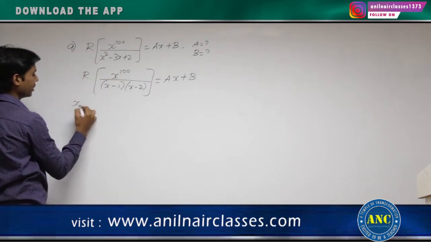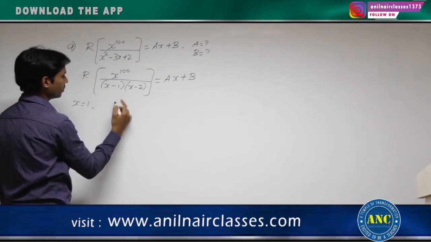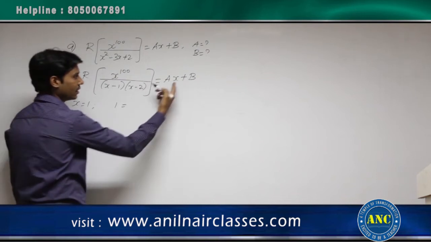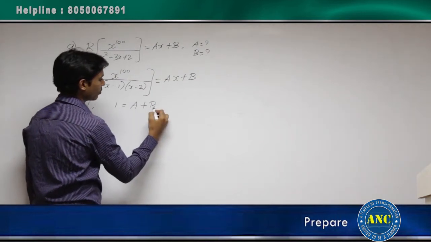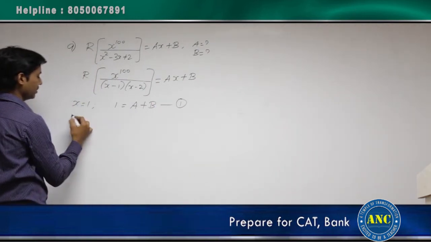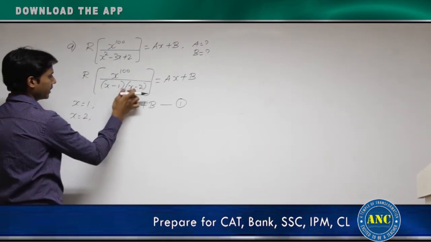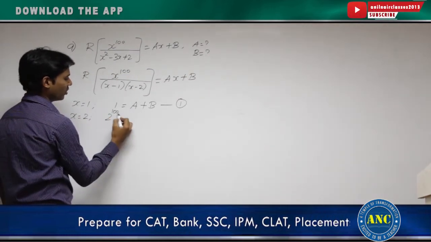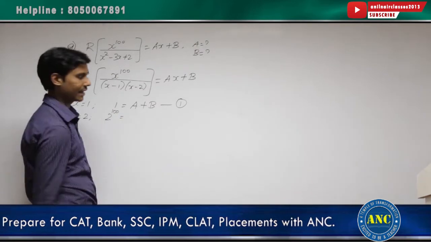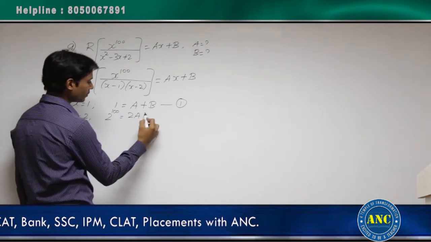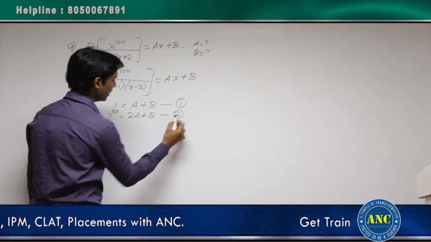First substitute x = 1. 1^100 is 1, and on the other side x = 1 gives a + b. So 1 = a + b is my first equation. Substitute x = 2. It becomes 2^100. We don't know the value of 2^100, so let us keep it as it is. This becomes 2a + b, my second equation.